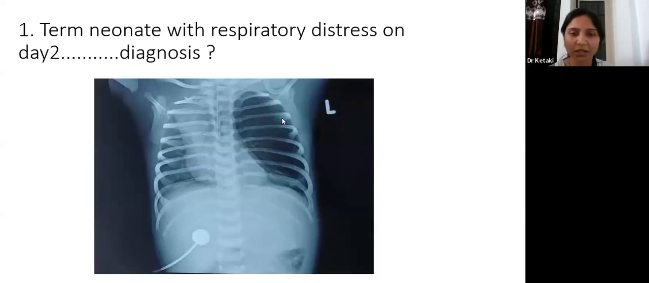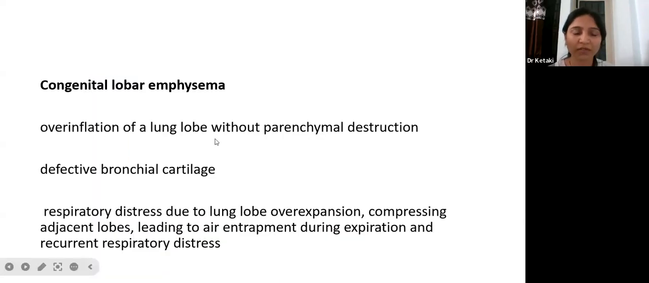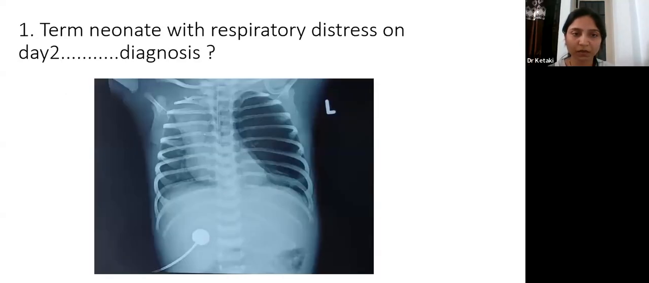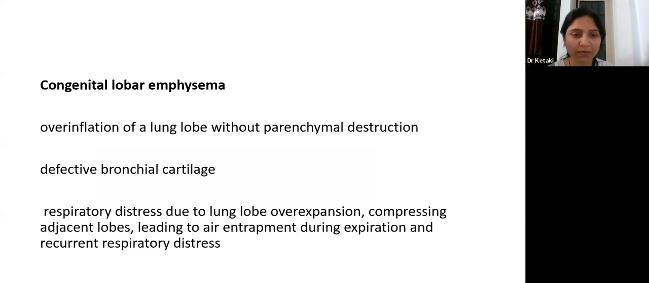If you get pneumothorax, a classic lung border will be seen here. Since it is overinflation of the whole lobe, the parenchyma will be normal. It is a developmental deformity during lung development. So there will be respiratory distress soon after birth, or within 6 months over a period of time we can get the symptoms. Most commonly it is the left upper lobe. It gets over-expanded, compresses the other lobe, and you can see there is mediastinal shift and the other lung will show collapse consolidation.